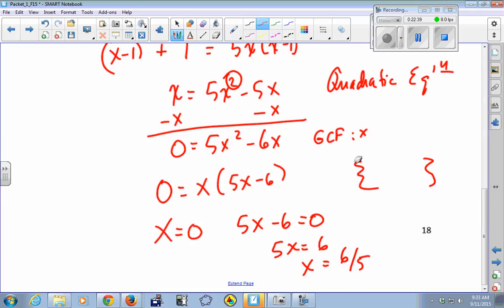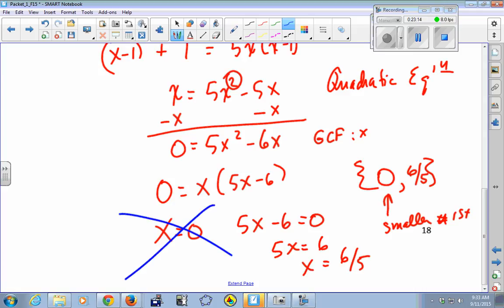And if both of these were legitimate answers, I would have to put the smallest number first in the solution set, always smaller number first, and my larger number second. However, what is wrong with doing that as a solution set? Right, at the very first step, I said there's no way x could equal 0. It's not part of this clique. It's never going to make it in the door to this fancy club because it makes your denominator 0. So this is what we call extraneous. It's not part of the solution set. So your solution set is simply the number 6/5.